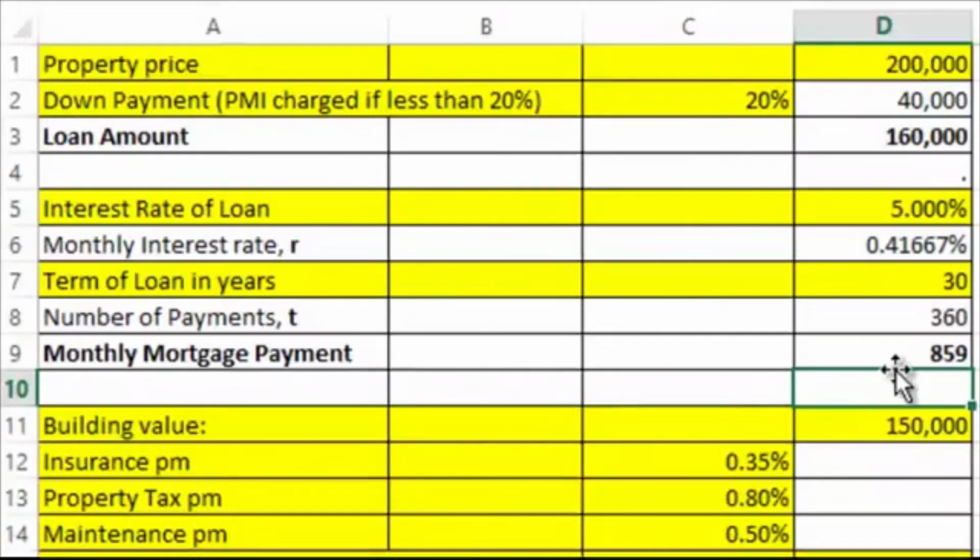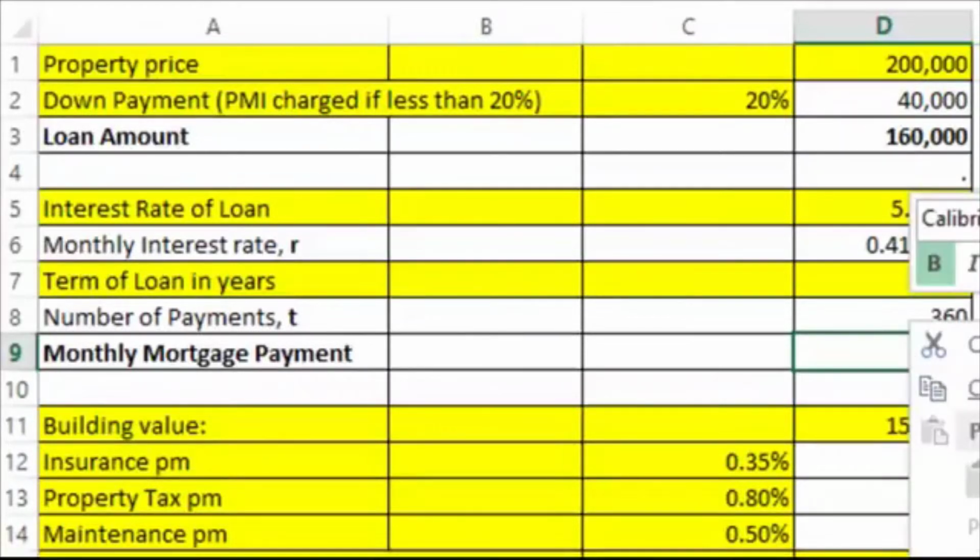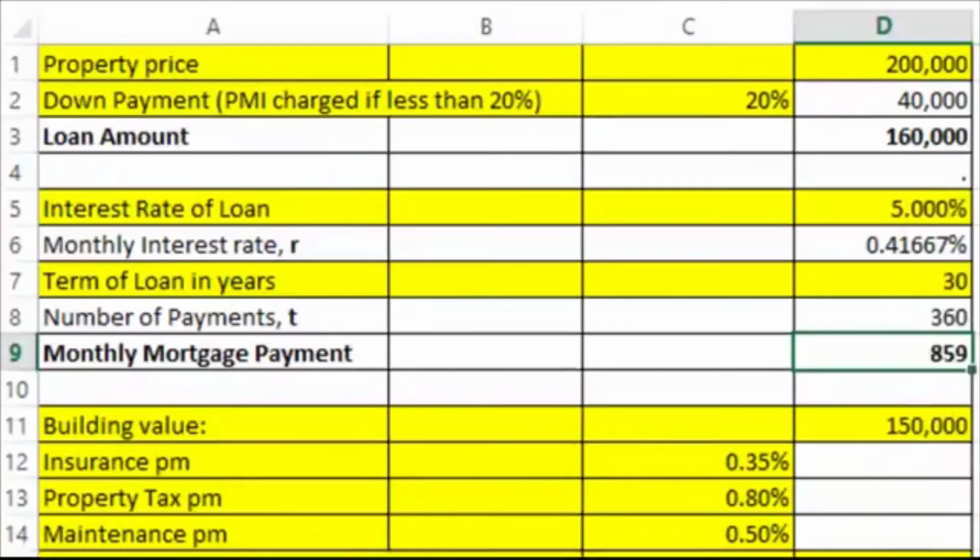And this is rounded, so 859, right? But if we go to format cells, then you'll see that that is correct. So again, this is what we need to enter for the monthly mortgage payment.